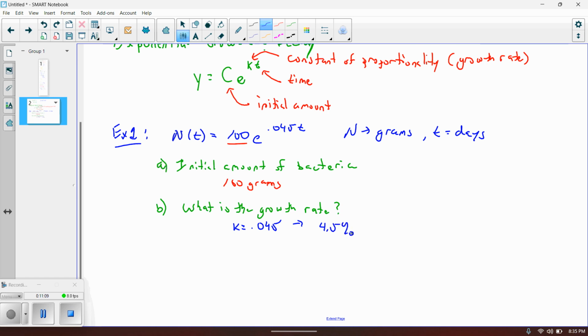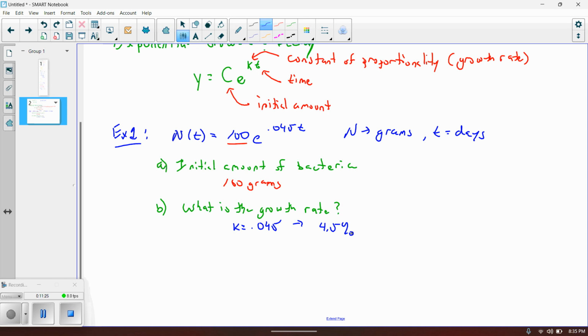4.5%. And the important thing about that is if you were given the growth rate, say they tell you the growth rate is 4.5% and you want to write that in the equation, then you would know you have to divide that by 100 in order to write it as the appropriate decimal for the equation.